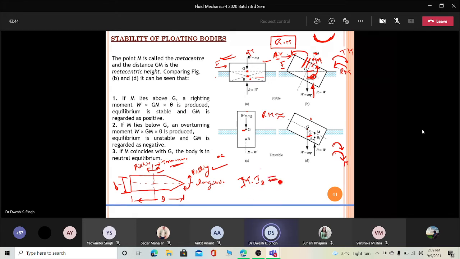Hello students, am I audible? Sir, please repeat your question. Yes, sir. What is the moment of inertia about this longitudinal axis? And this is the transverse axis. So what is the moment of inertia about the longitudinal axis?